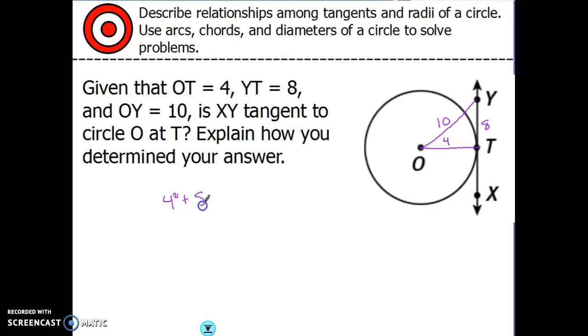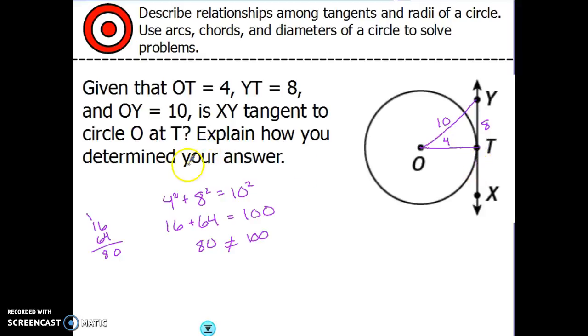So 4 squared plus 8 squared equals 10 squared. 4 squared is 16, 8 squared is 64, and 10 squared is 100. I need to do 16 plus 64. That'll be 80. So I get 80 and 100. All right, are those two equal to each other? Nope. So since they're not equal, we know this is not a right triangle. And since this is not a right triangle, then this line can't be tangent.